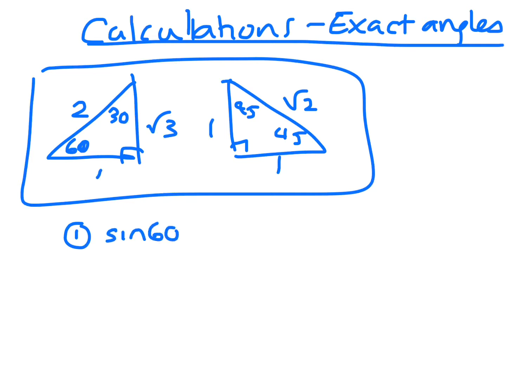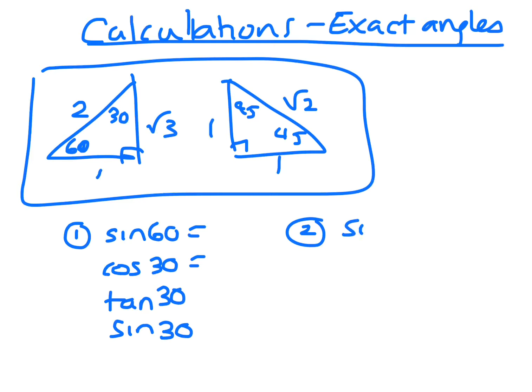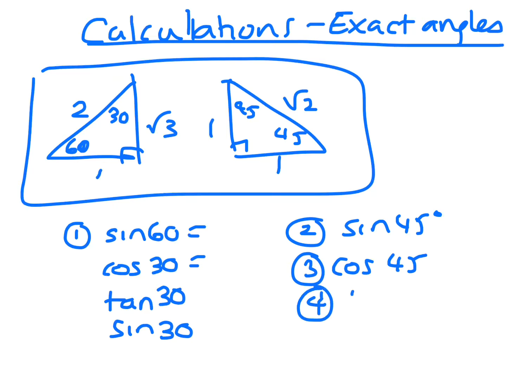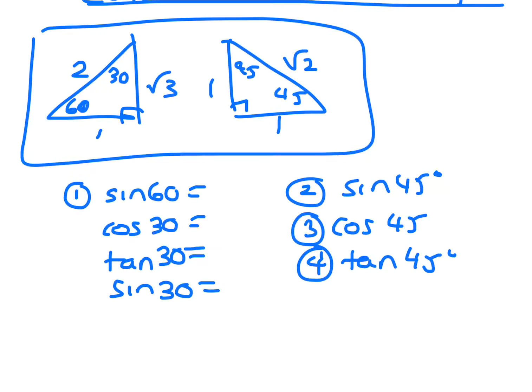Now, if I just went sine 60, you can just read these straight from the triangle. Cos 30, tan 30, sine 30, sine 45, cos 45, or tan 45. So we're going to find these exactly using the triangles. Now you can put them in and then square them and then square root your answer. I'll show you what I mean by that. Or you can just get it from the triangle.